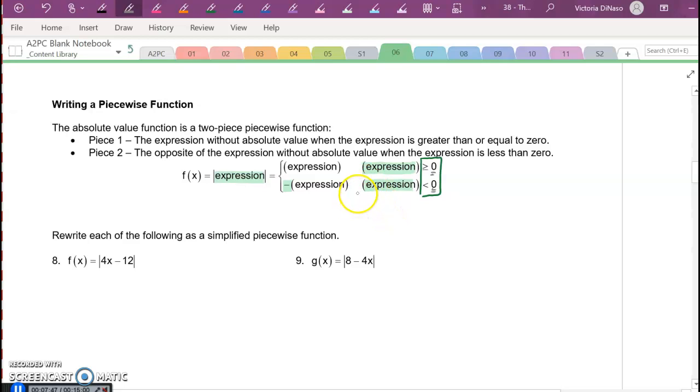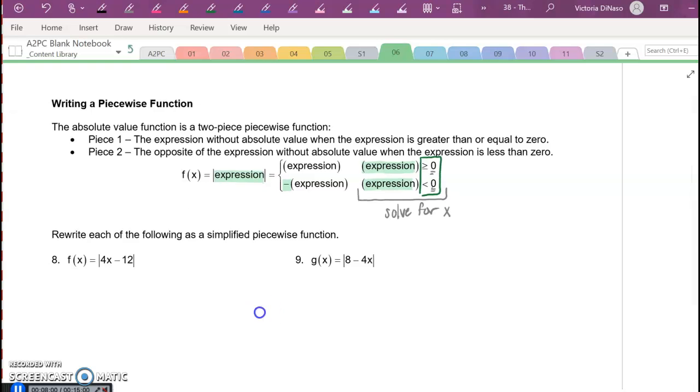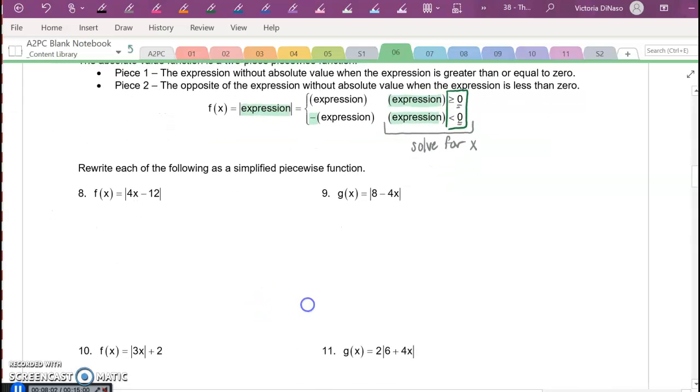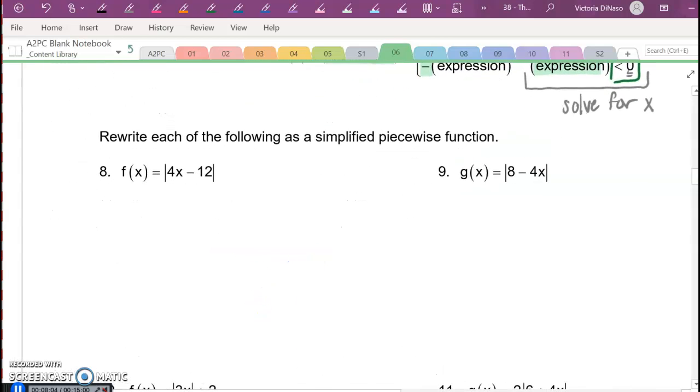What you're going to have to do over here is you're going to solve for x. You're going to get x all by itself. So you're going to solve for x. So you're going to have two separate inequalities. All right, well, let's take a look. So we're going to go ahead and write a piecewise function for f of x equals the absolute value of 4x minus 12.